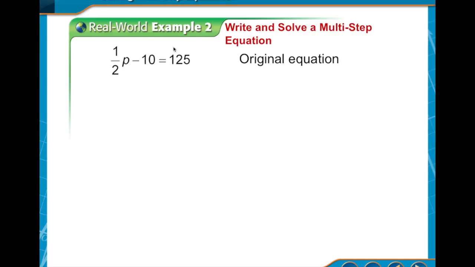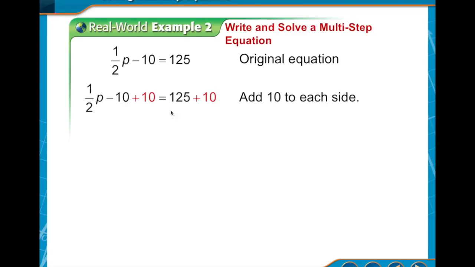Now to solve this, we just have a couple steps. We want to add 10 to both sides to get rid of this. So that will cancel out. On the right, we'll get 135. Half of the price is 135. What must the price be?